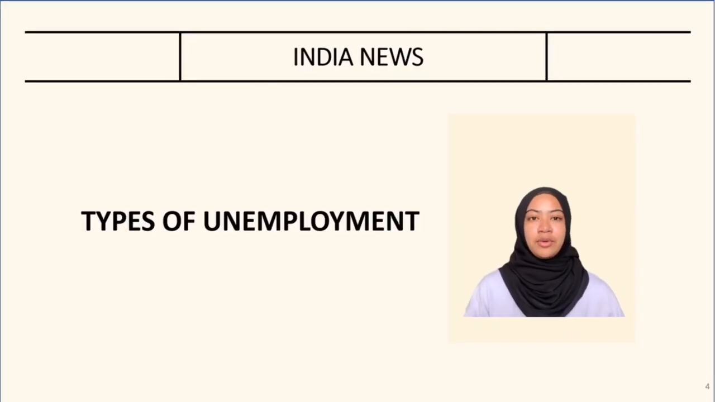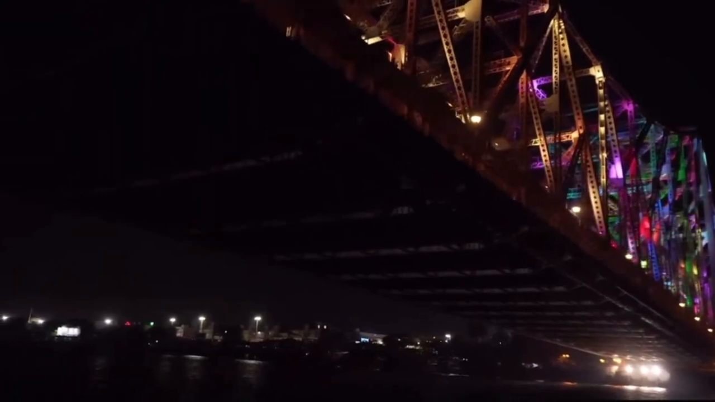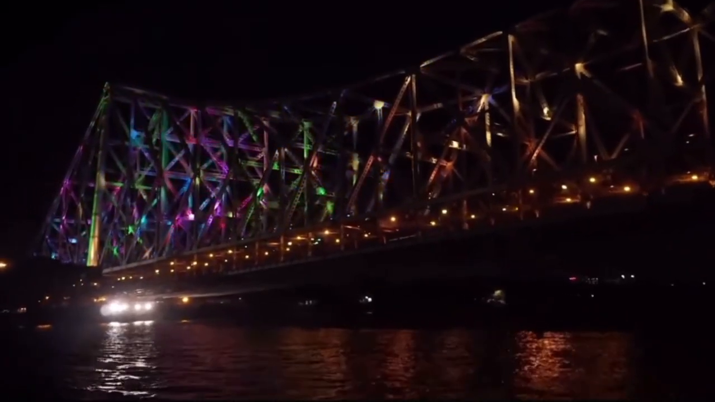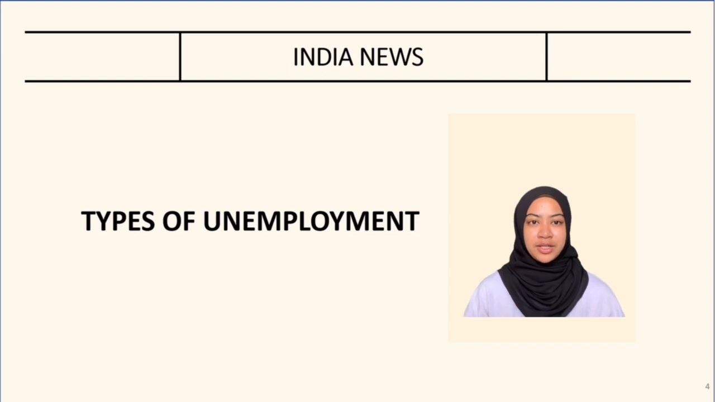Several forms of unemployment consider economic strength, length of unemployment, and workplace changes. The 6 categories of unemployment are as follows.